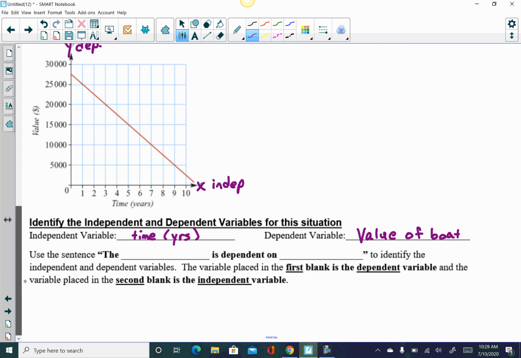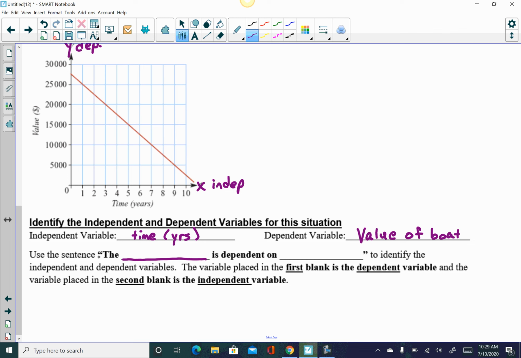Now, if we didn't have this graph sitting in front of us, this part right here would be a little harder to figure out, potentially. This is where I always tell folks to use this sentence: The blank is dependent upon the blank. And these are your two variables, your value and your time. Whatever you put in the first blank, you're saying that's the dependent variable, and it's dependent upon your independent variable.